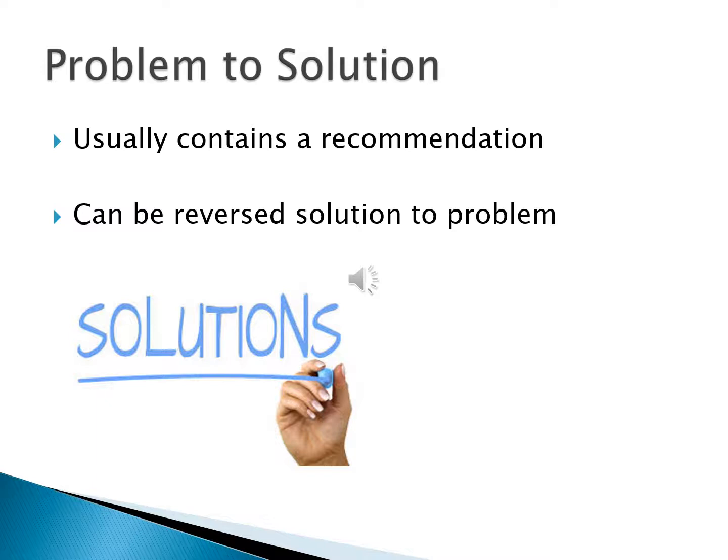You can also reverse this. So you can say, here's the solution. And the reason you would use the solution to the problem is because everybody kind of agrees that this is the right solution. You don't expect a lot of pushback. In that case, you would lay out the solution and you would say, what this is solving is this problem. So your recommendation occurs really early on.